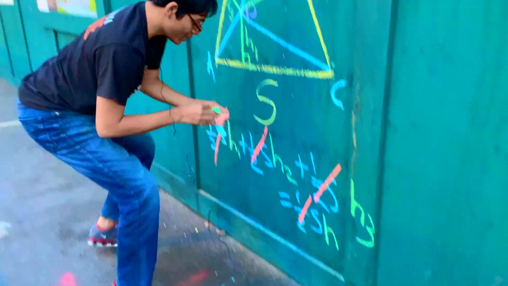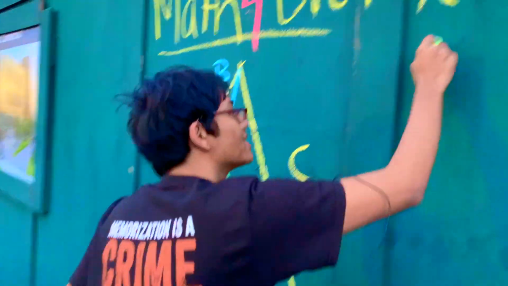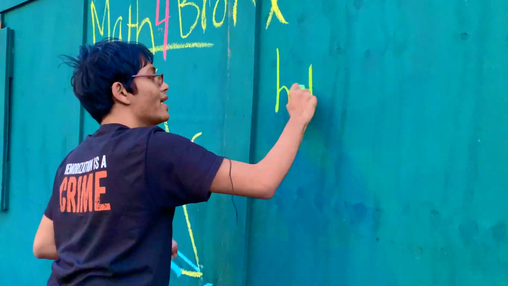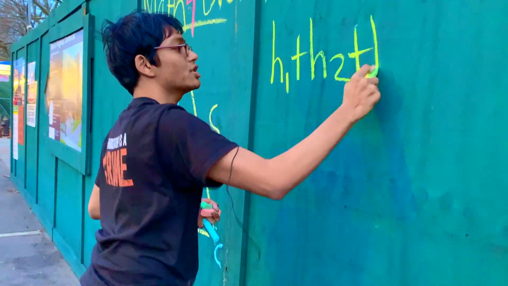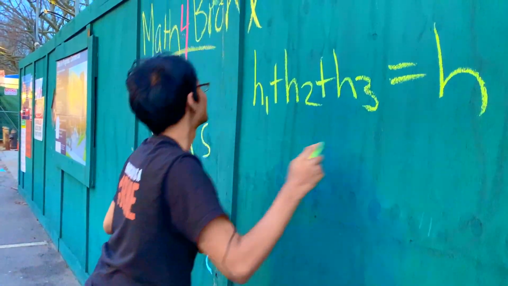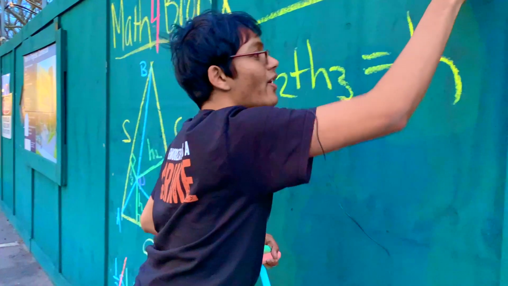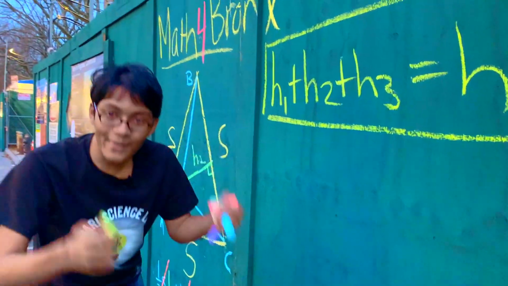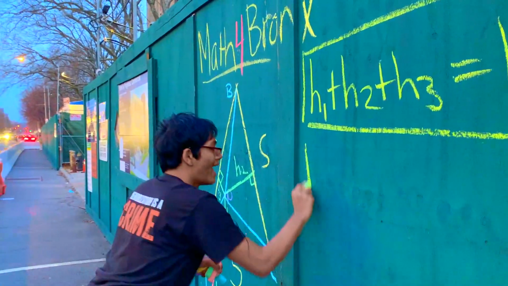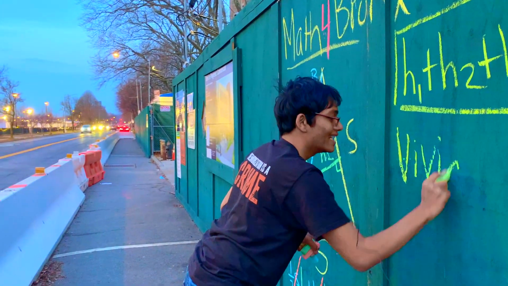And what are we left with? Well, let's write it down. Here is our final result. H1 plus H2 plus H3 is equal to H. That means the sum of the altitudes from the interior point is equal to the major altitude of the whole triangle, and this is Viviani's theorem.